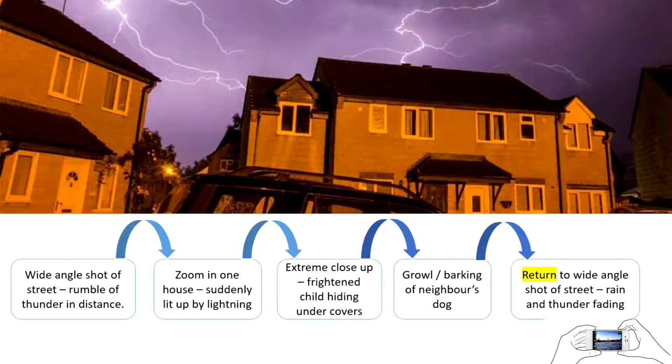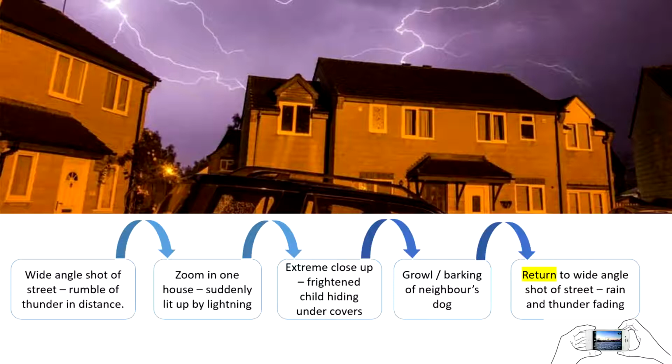Then an extreme close-up where I, as the narrator, would be able to see inside the house and perhaps focus on a frightened child hiding under their covers. Then I might pan round because in a different house a dog starts growling, barking. And finally I would return to a wide angle shot again of the street, but at that point the thunderstorm might be fading.